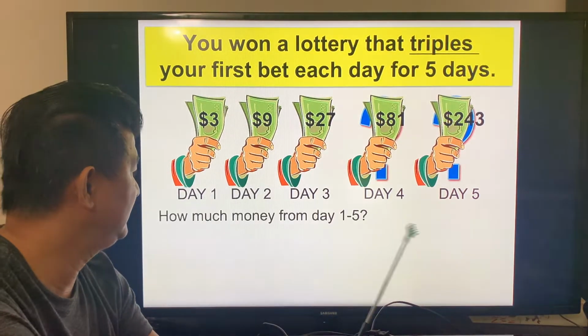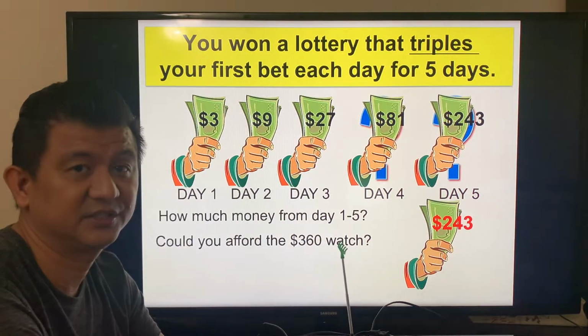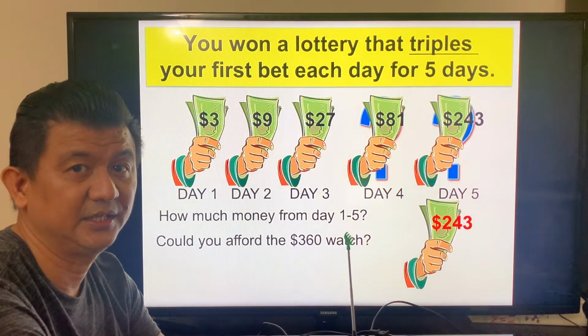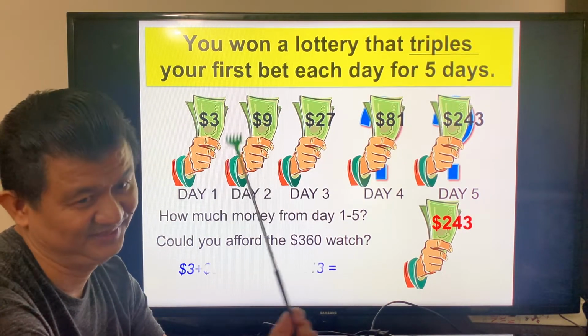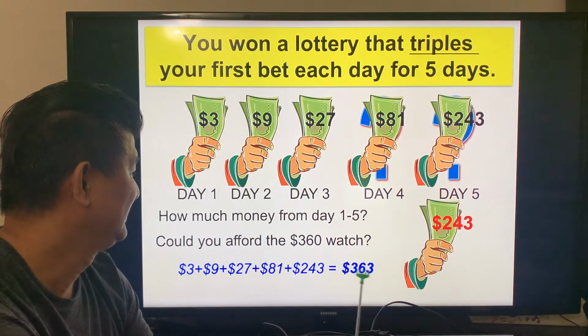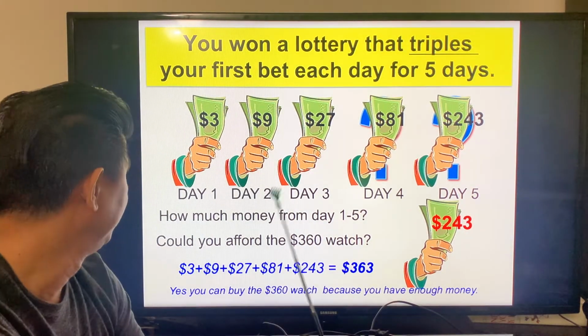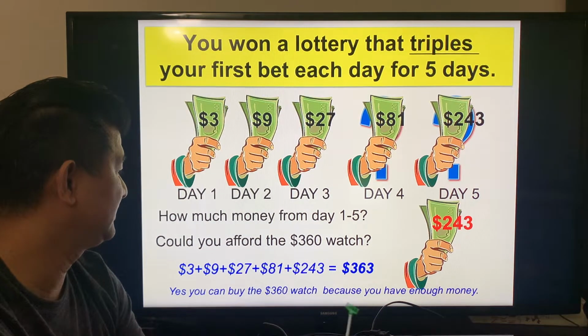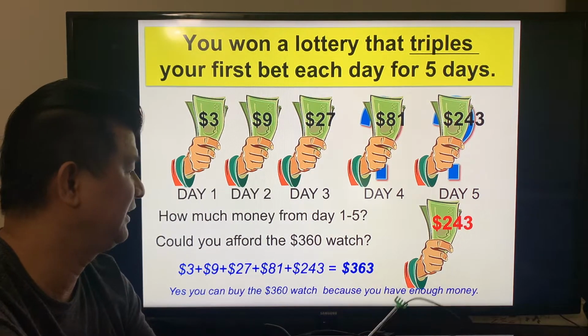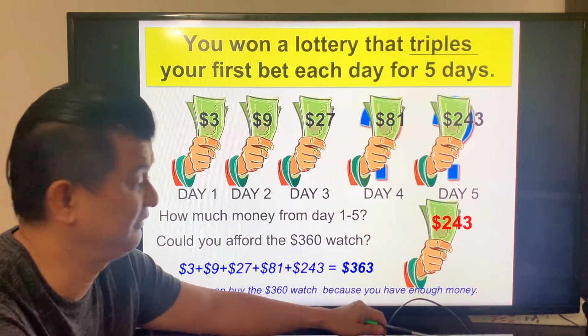And the result is, so can you afford the 360 watch? Add it up, and your answer is, ta-da! 363. All right, so we could say what? Yes, you can buy the 360 watch because you have enough money. All right, you have enough money.